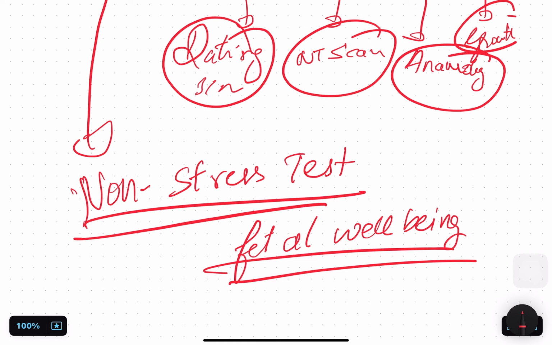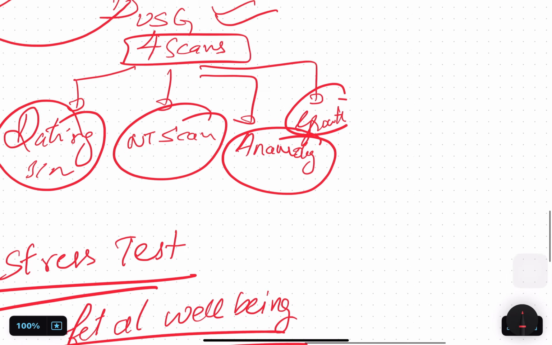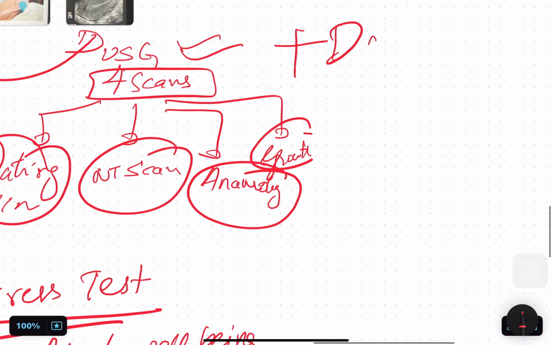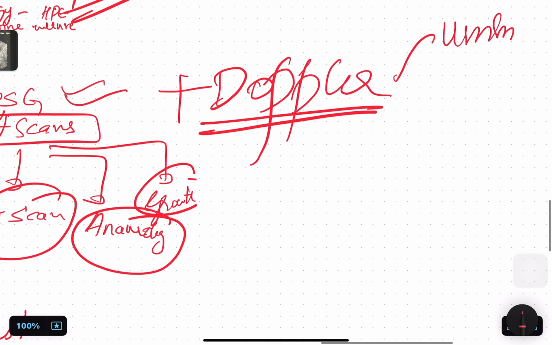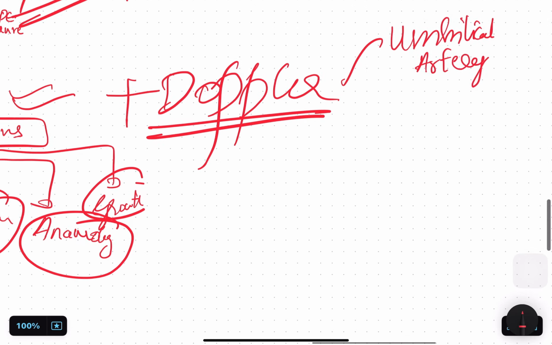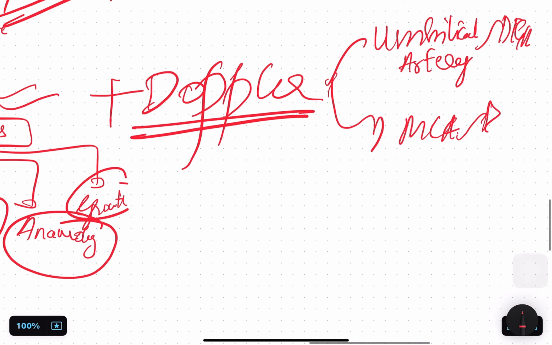So the major thing is ultrasound, which governs pregnancy. And with ultrasound, you can also use Doppler. Where do you think you will use Doppler? We can use it in the umbilical artery in cases of checking for any IUGR or FGR. Then you can use middle cerebral artery Doppler in cases of... what do you think? Anemia.